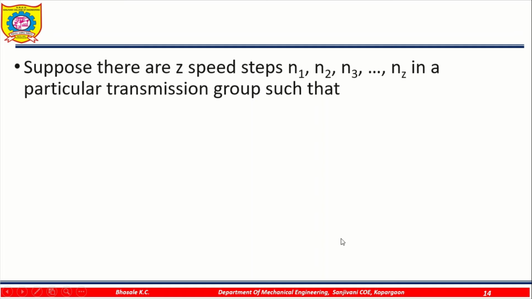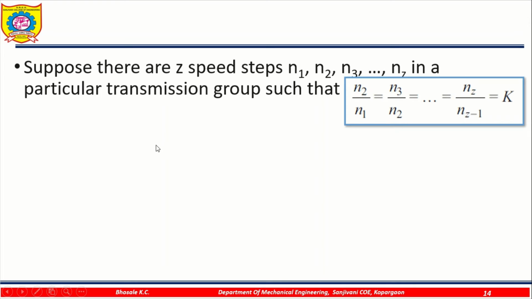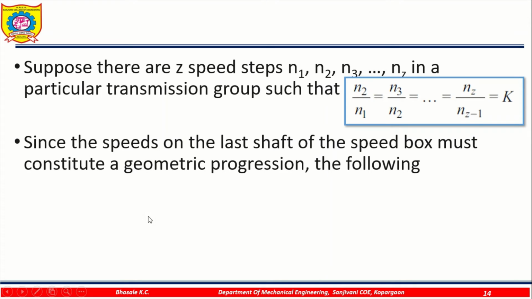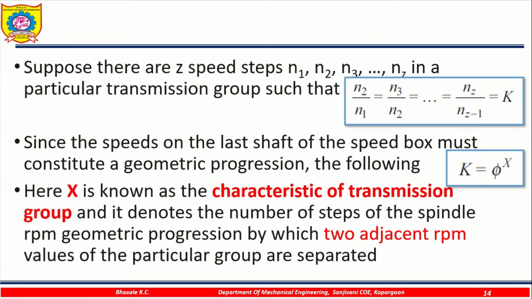Suppose that there are Z speed steps N1, N2, N3 in a particular transmission group such that n2 upon n1 is equal to k, and the speeds on the last shaft of the speed box must constitute a geometric progression, which follows k equal to phi raised to x. Here x is known as the characteristic of the transmission group, and it denotes the number of steps of the spindle RPM geometric progression by which two adjacent RPM values of the particular group are separated.